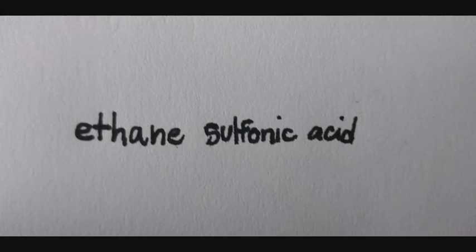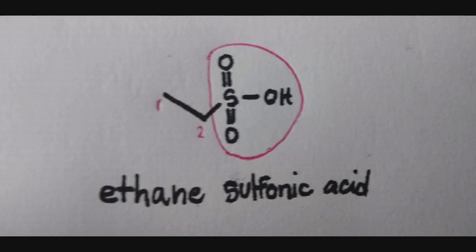To draw this functional group, identify the number of carbons. In this example, ethane corresponds to 2 carbons. Therefore, drawing 2 carbons then adding the functional group highlighted by the red circle, one is able to draw the structure of ethane sulfonic acid.